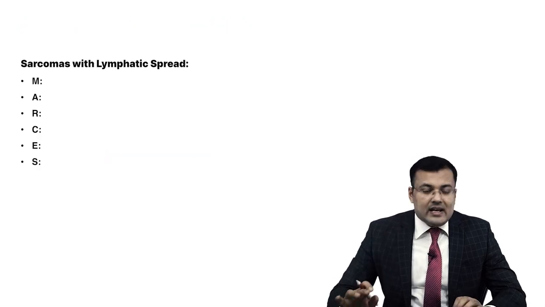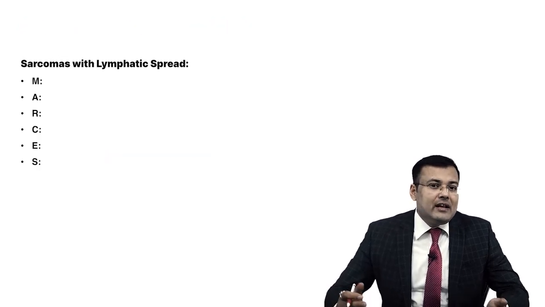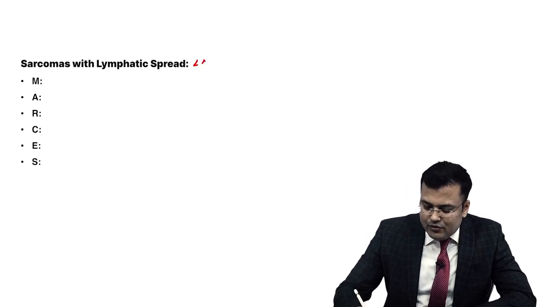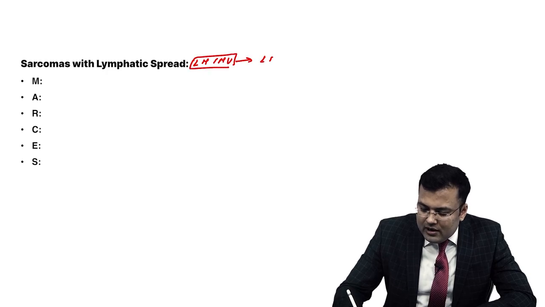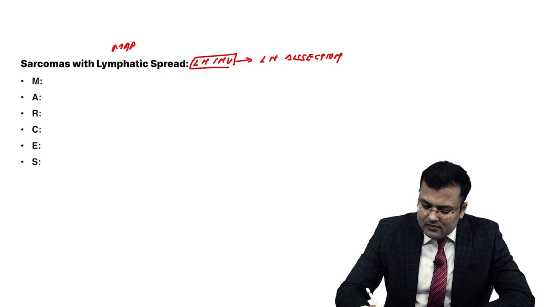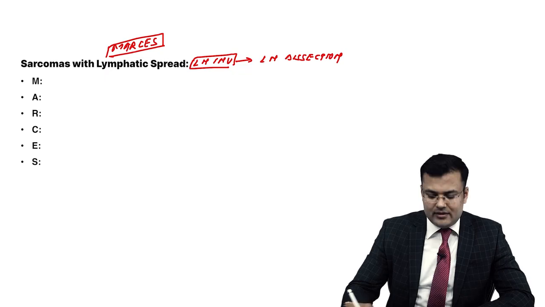But see, there are certain sarcomas which are having lymphatic spread. That's why, if there is lymphatic spread, there is lymph node involvement. And if there is lymph node involvement, we go for lymph node dissection. How to remember? Mnemonic is MARCES.